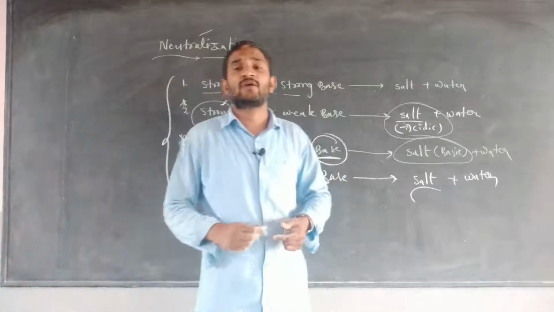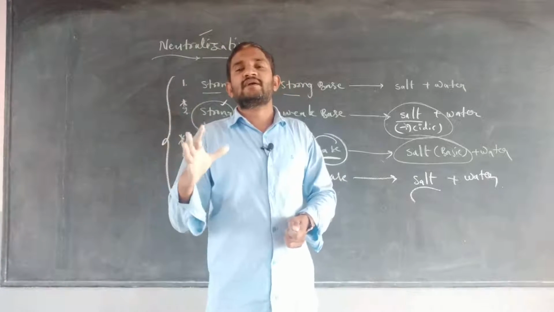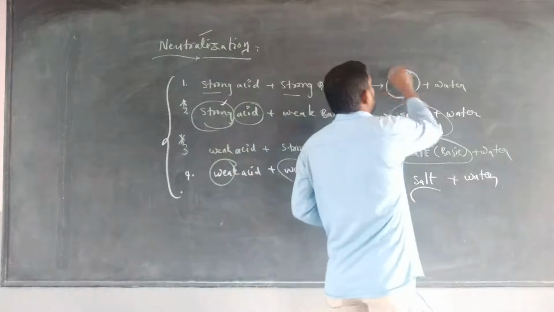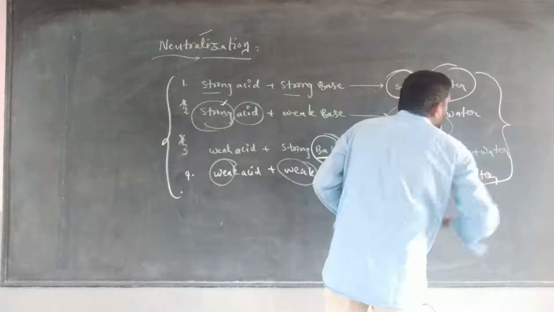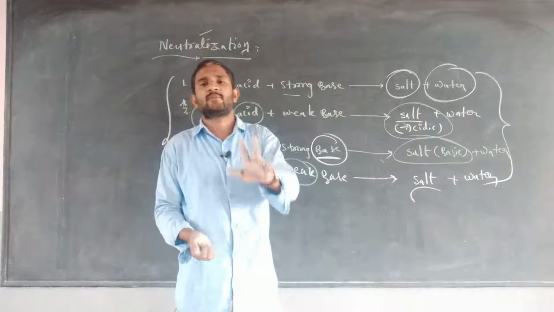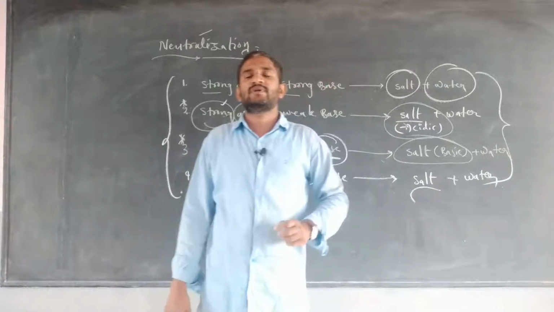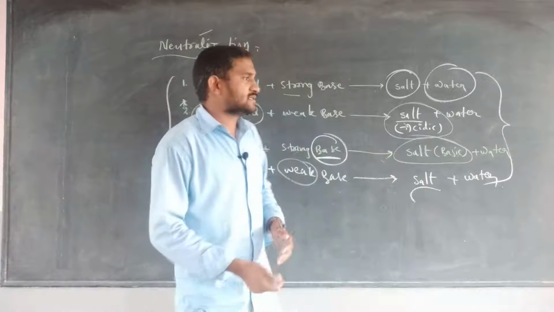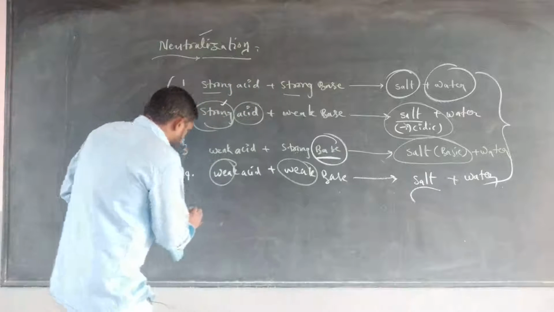Finally, what we are concluding is that when an acid reacts with a base, we get salt and water only. In the four reactions, you have to observe that the final products we got are salt plus water only. We have to remember that. Okay, let us discuss another concept.